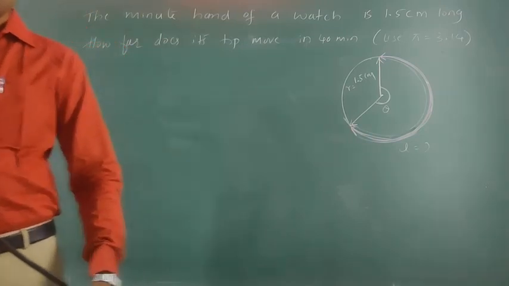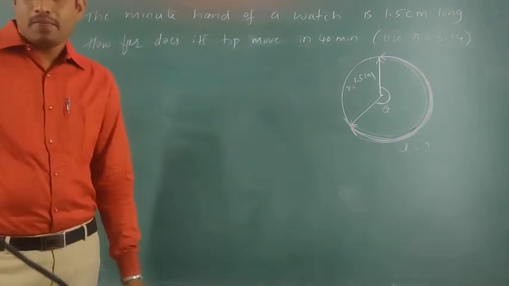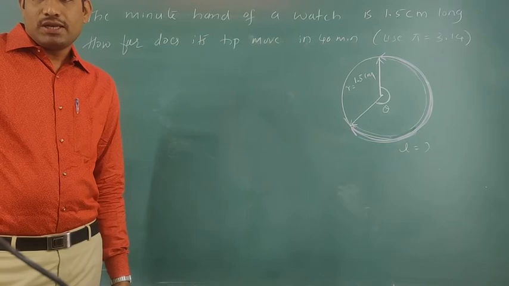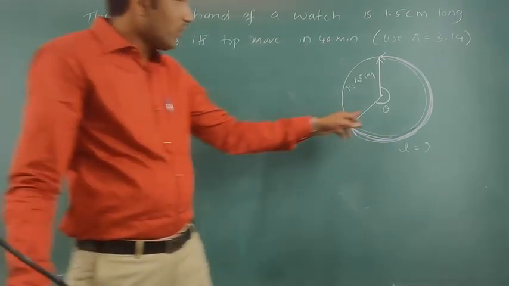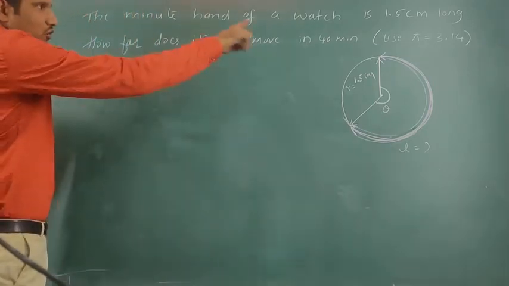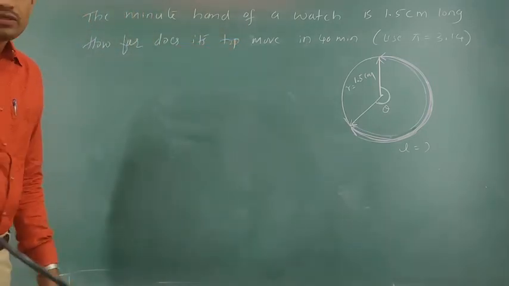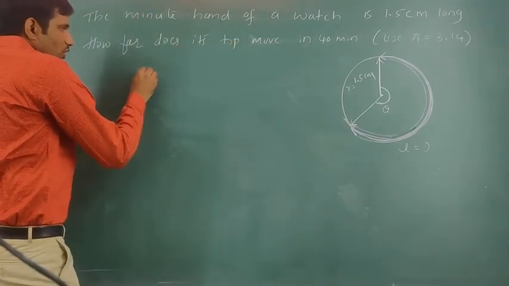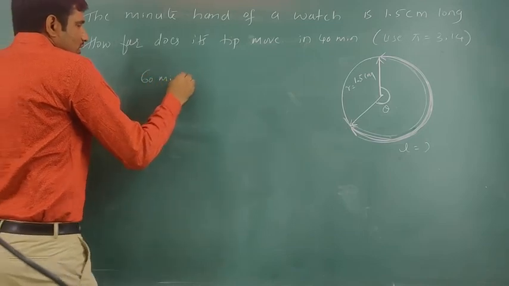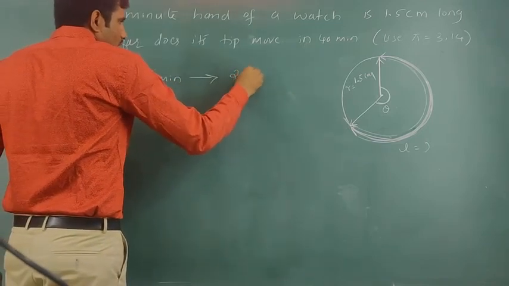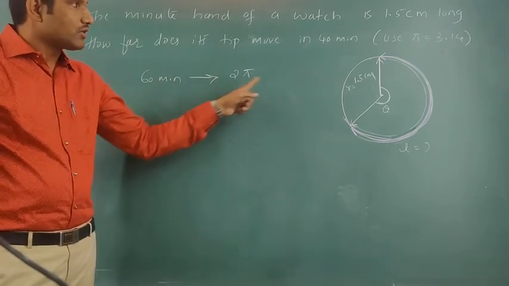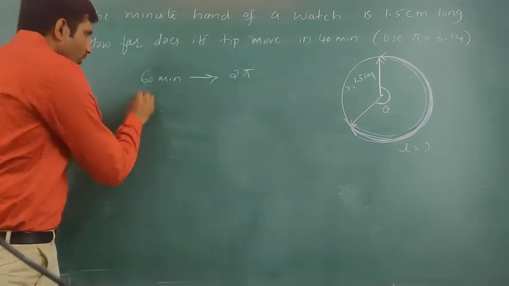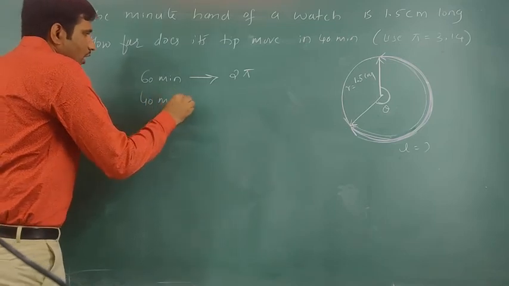Is it clear, students? What is given in the problem and what we need to find? First we have to find this theta. How to find this theta? Complete one rotation means what? How many minutes? 60 minutes. 60 minutes means how many radians? 2 pi radians. Now it is traveled for how many minutes? 40 minutes. In 40 minutes, how much is it traveling?